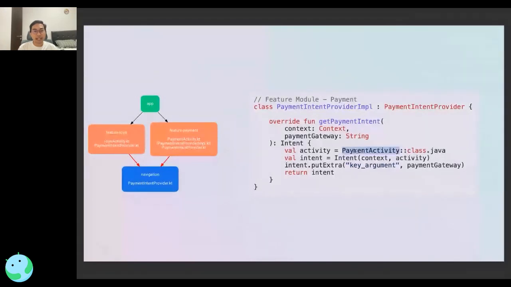Since feature payment has access to payment activity, we can just construct this intent by passing the activity. And then we just need to return the intent. Therefore, the intent can be consumed by the toys module.